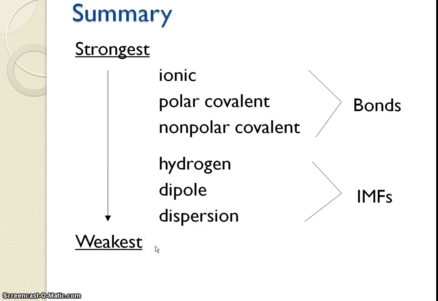So if I give you a list of compounds and say which one has the highest melting point, obviously I'm not going to ask you to memorize melting points for all the billions of compounds there are. So what you need to do is decide what kind of bonds and intermolecular forces does it have. And the stronger it is, the higher the melting point and boiling point.